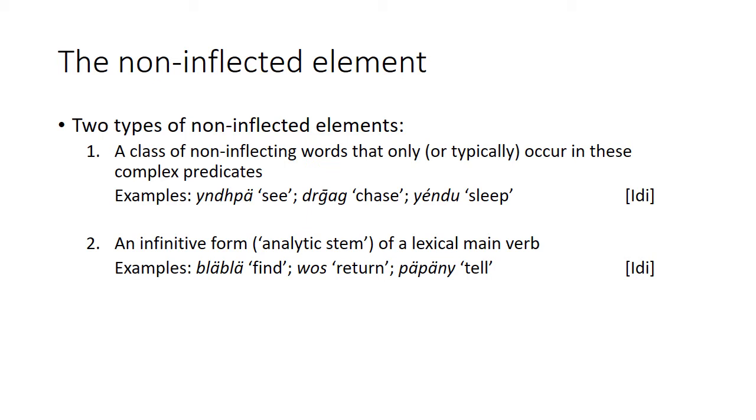The other type of non-inflecting word elements are infinitive forms of a lexical main verb. Now, these elements you find both in a non-inflected form, so this infinitival form, but you also find them in inflected forms, so as the lexical main verb of a sentence. Some examples in Idi include blah blah, which is find, was, which is return, and papen, which is to tell.